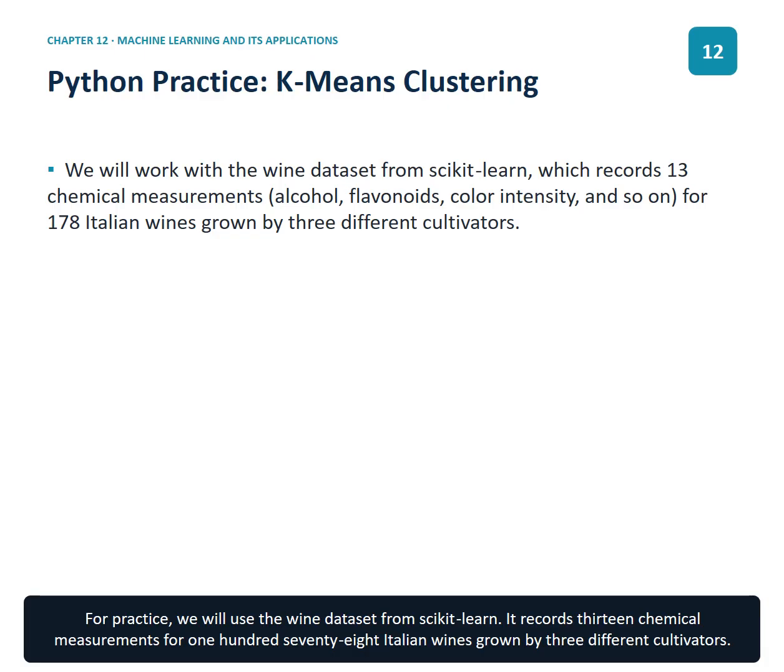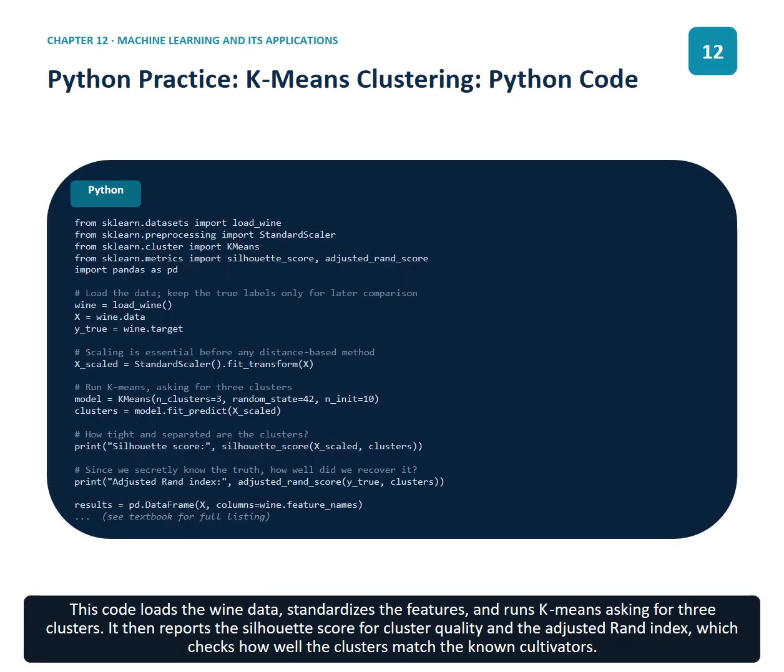For practice, we will use the wine dataset from scikit-learn. It records 13 chemical measurements for 178 Italian wines grown by 3 different cultivators. This code loads the wine data, standardizes the features, and runs k-means asking for 3 clusters.